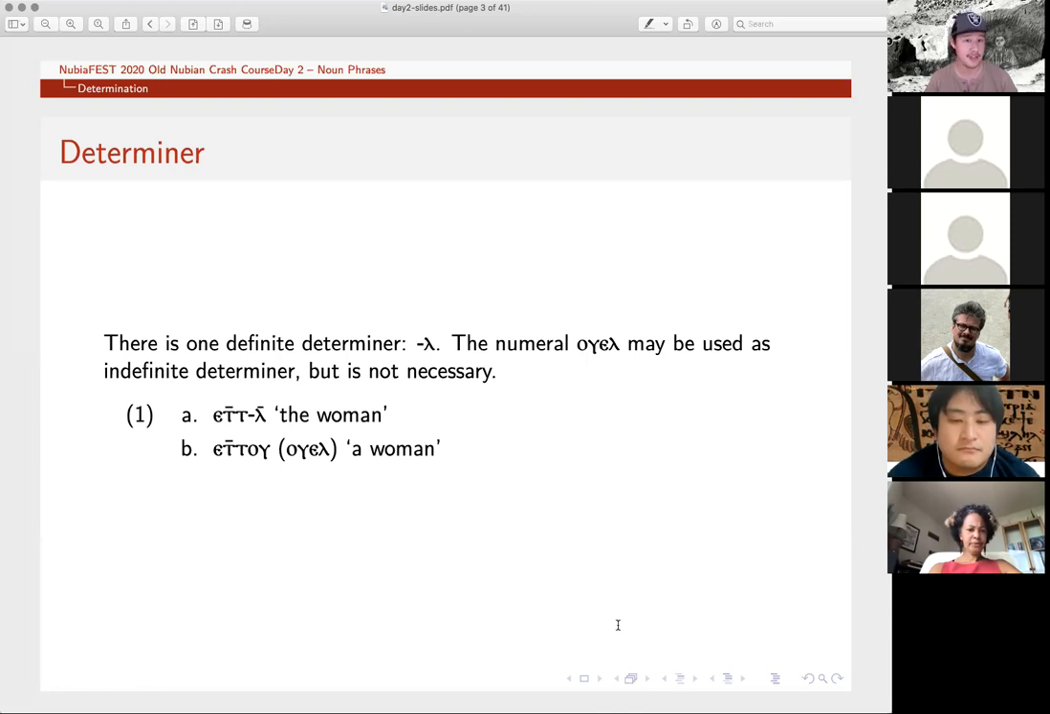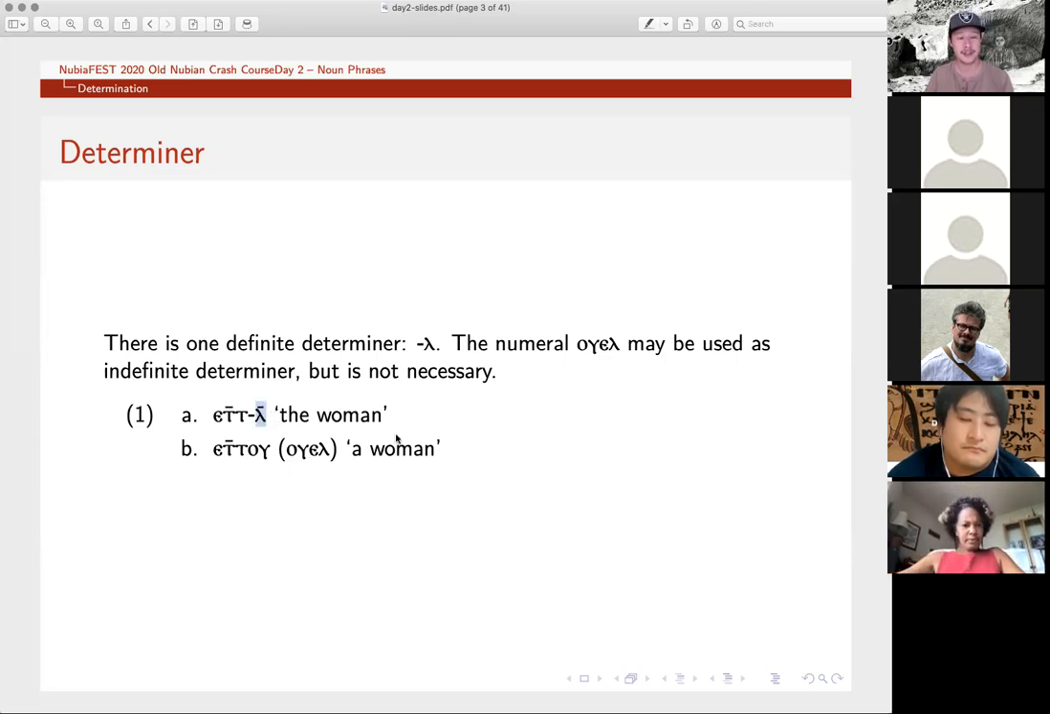Old Nubian has a determiner, the lambda, O, and that's a definite determiner. And we also have a numeral, wel, which is the number one, which can be used as an indefinite determiner, for example, as in 'a woman', itu wel. And we also have 'the woman', itil.